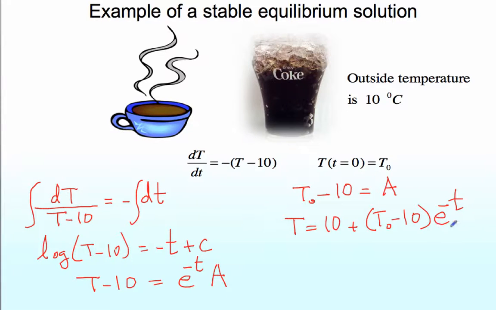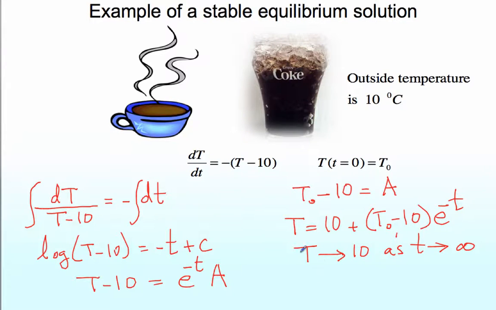And so you can see that as time goes on, this e to the minus t will go to 0, and so T will tend to 10 degrees. So whether this T naught is larger than 10 or less than 10 doesn't matter. This T will become 10 as time goes to infinity. So T tends to 10 as t goes to infinity.